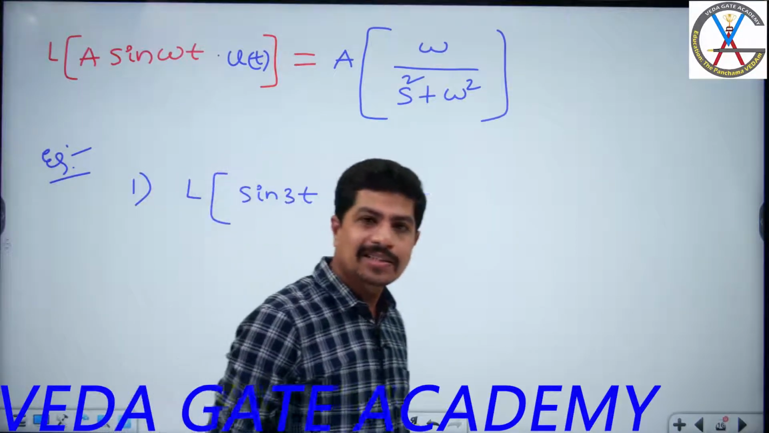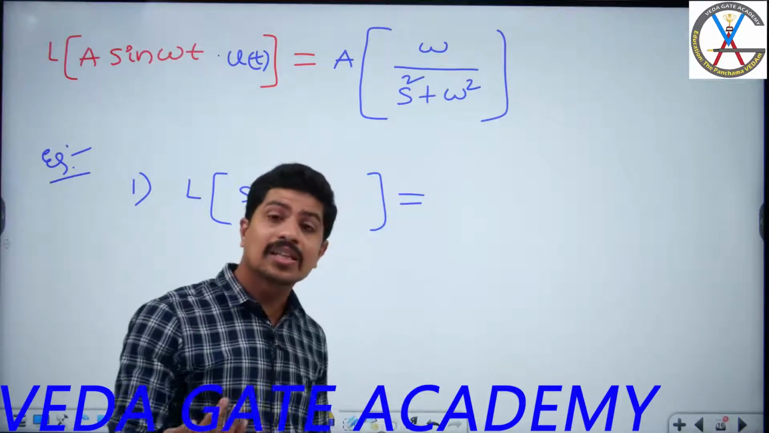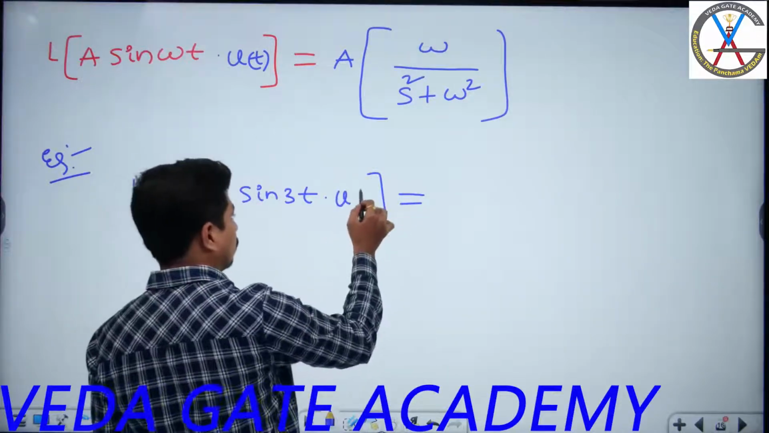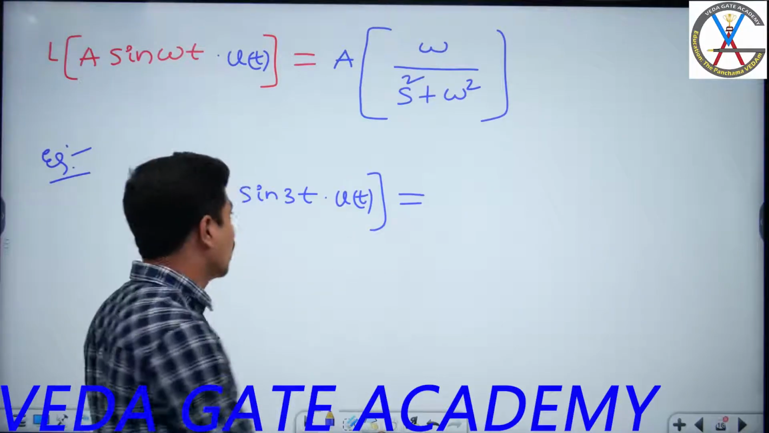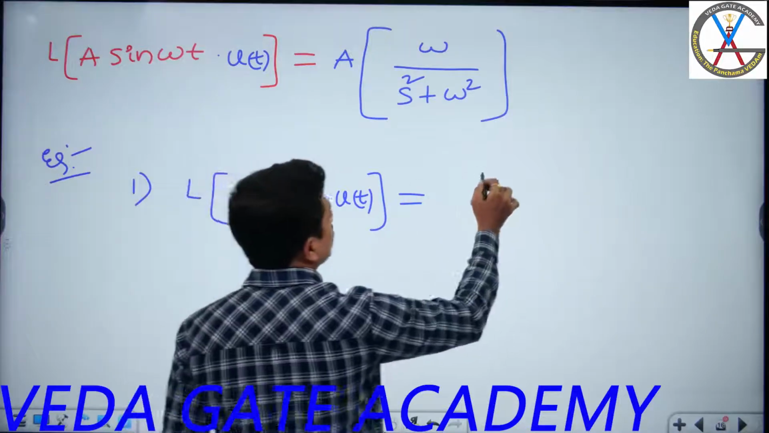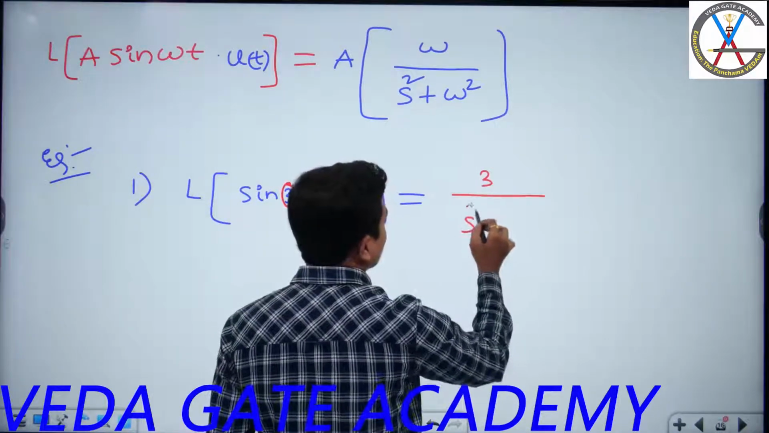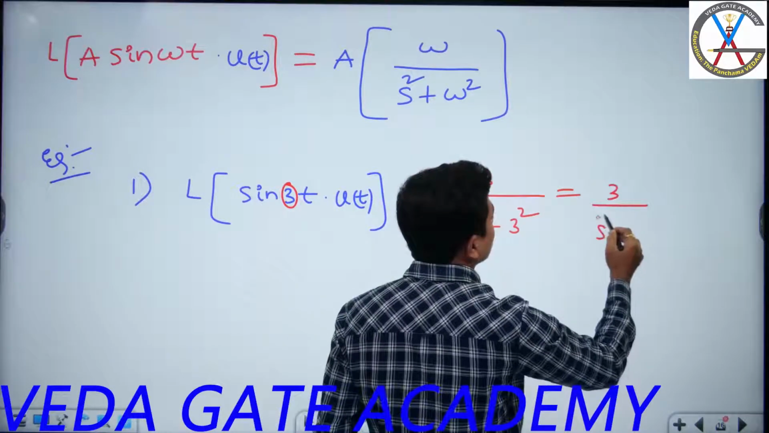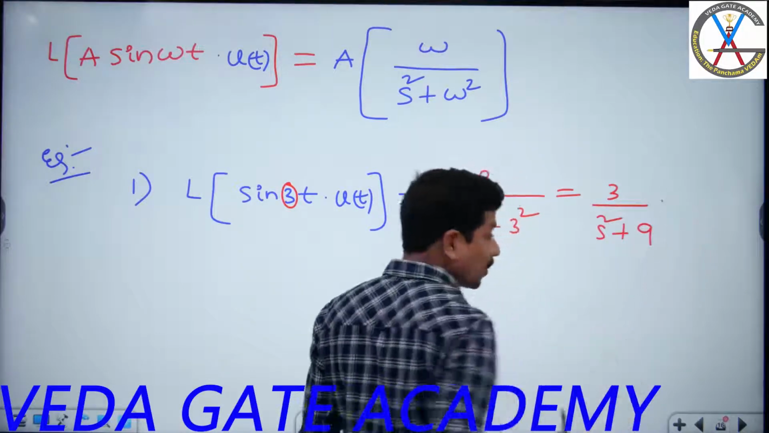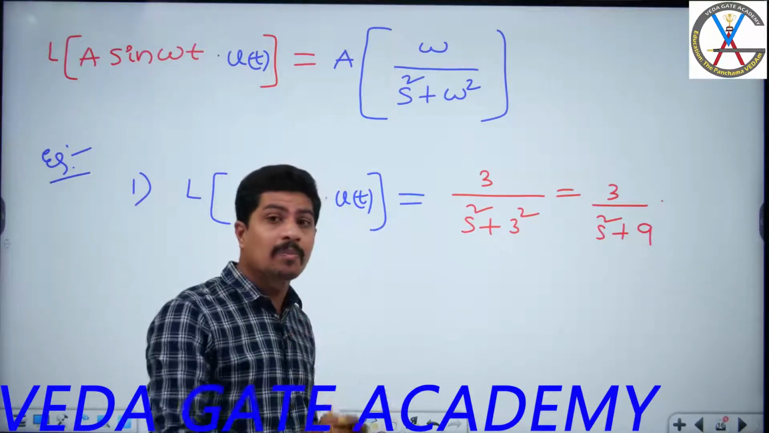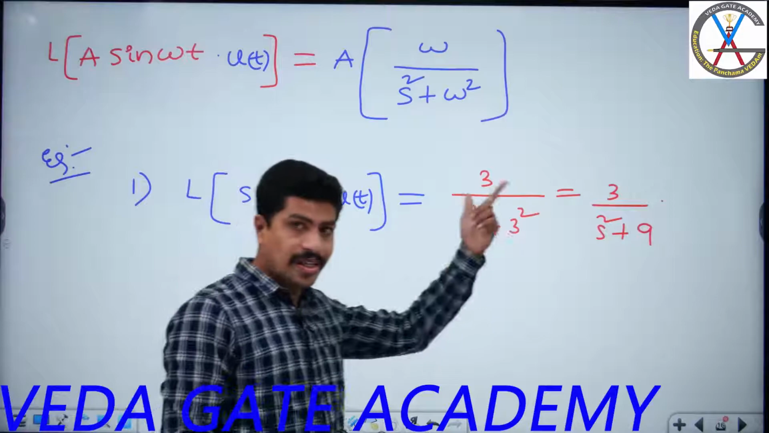Does not exist. Why? Because sine 3t is a signal which exists from minus infinity to plus infinity. If I keep it into u of t, yes, it will exist. Then what is the answer? Please understand. What is the frequency? 3. Omega by s square plus omega square. That is 3 by s square plus 9. It's very important to understand and remember. Then only we are in a position to execute.